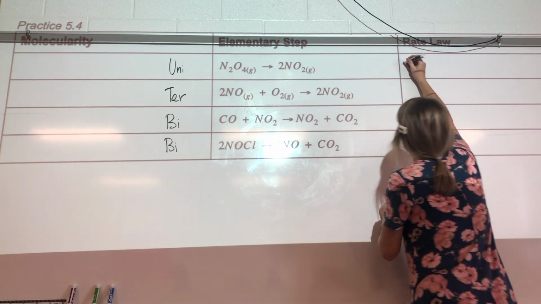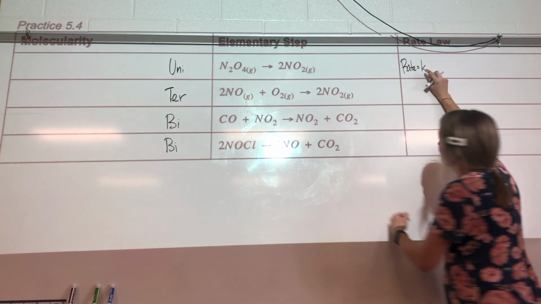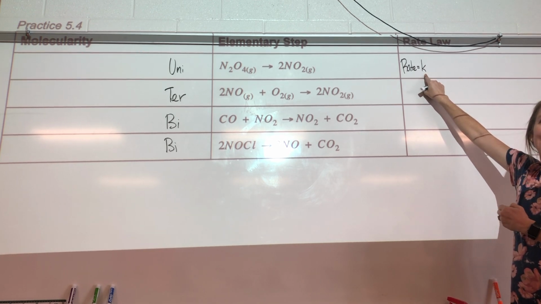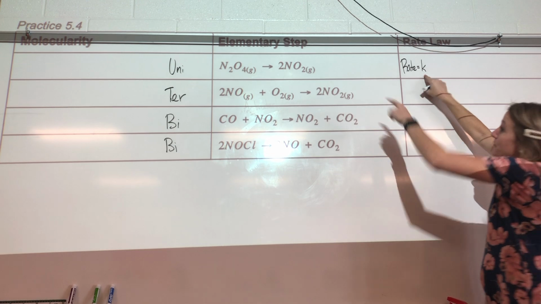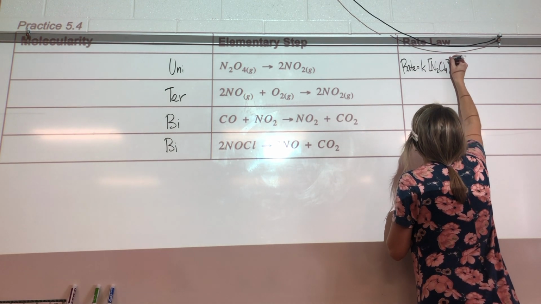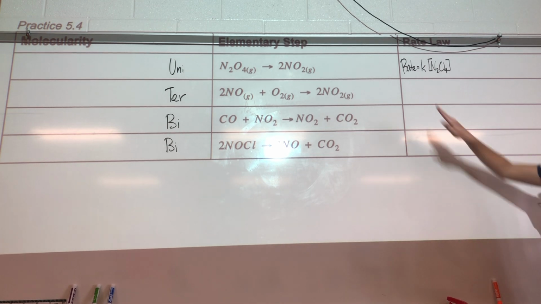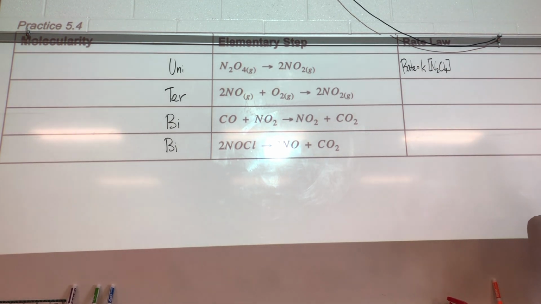Okay, you should write rate equals little k, and you have to have the little k because that's part of it, and don't make it capital because that's something totally different. Okay, and then for this one, the reactant is N2O4. Now for this case, if you didn't write rate equals, that's fine, but just recognize that it's a whole expression that you should have. Okay, all right, good on that one?